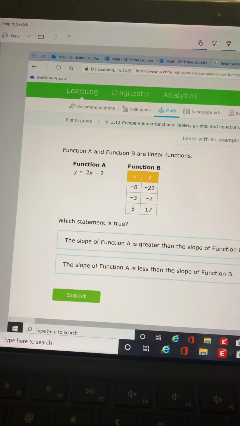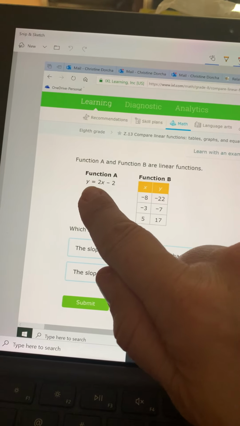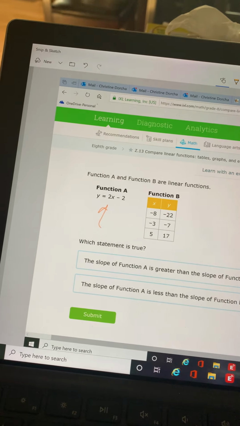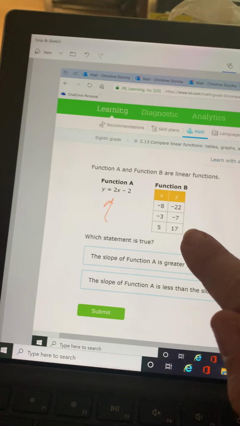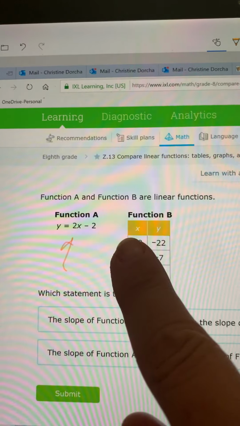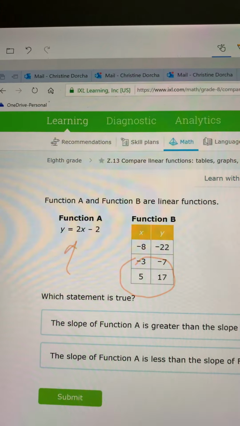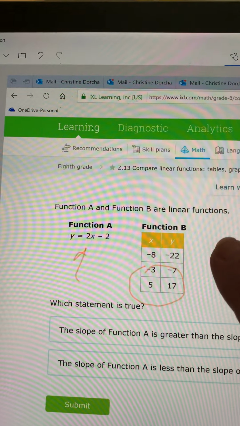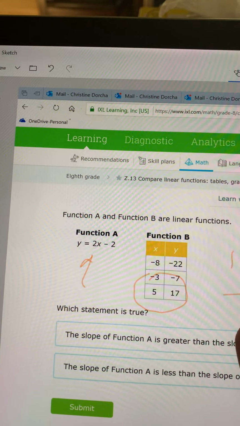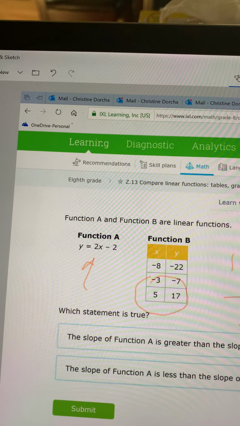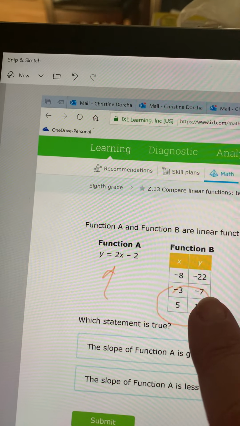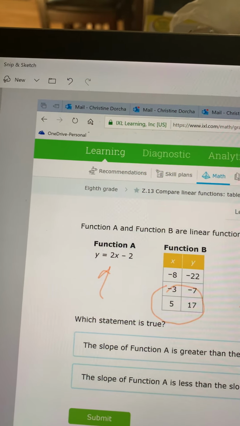And as you can see, right here is your slope. Right there is 2. When you're given a chart, what you're going to have to do is your slope formula. And it's really best to pick the 2 numbers that are the easiest to work with. So I'm going to do 17 minus -7 over 5 minus -3. That's your change in your y's over your change in your x. y2 minus y1 over x2 minus x1.